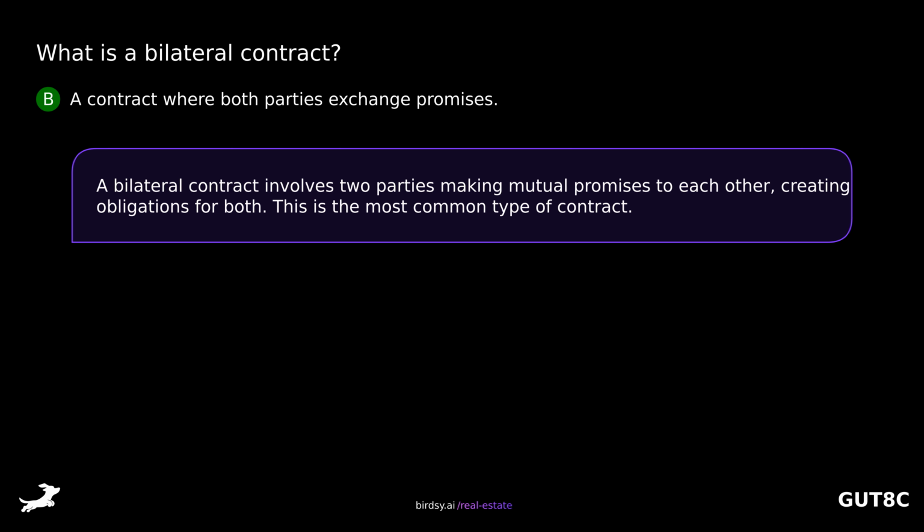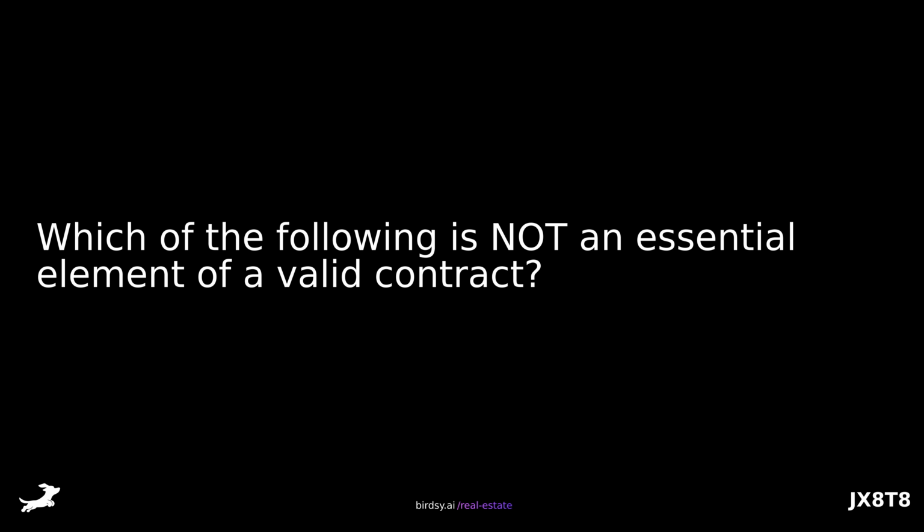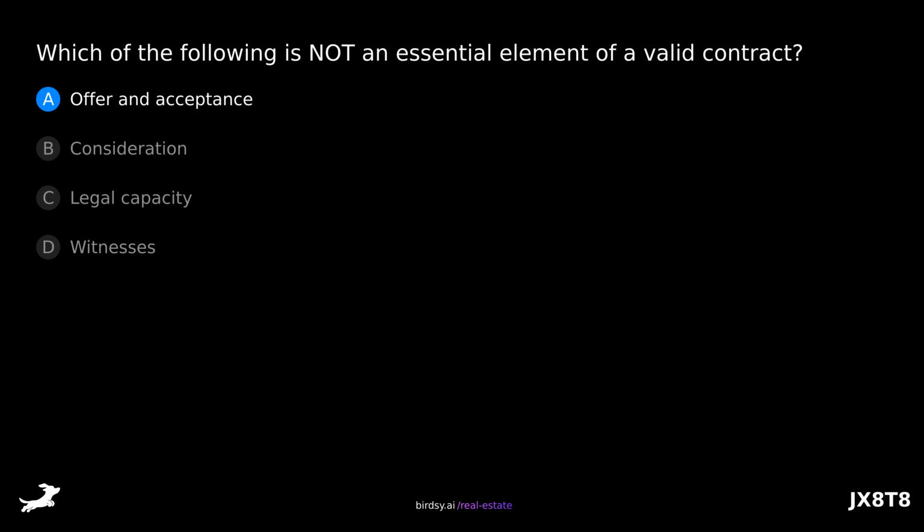A bilateral contract involves two parties making mutual promises to each other, creating obligations for both. This is the most common type of contract. Which of the following is not an essential element of a valid contract? Is it A, offer and acceptance, B, consideration, C, legal capacity, or D, witnesses? The answer is D, witnesses.